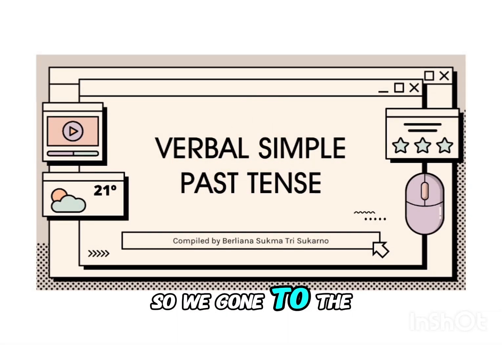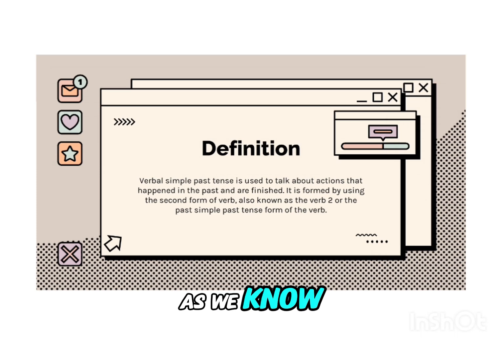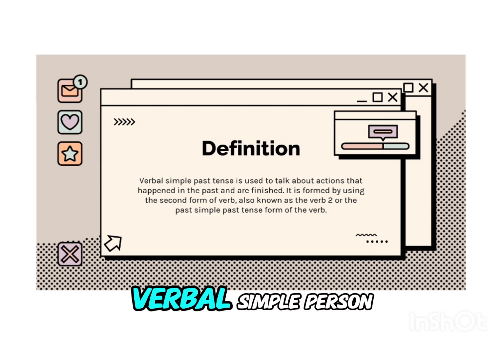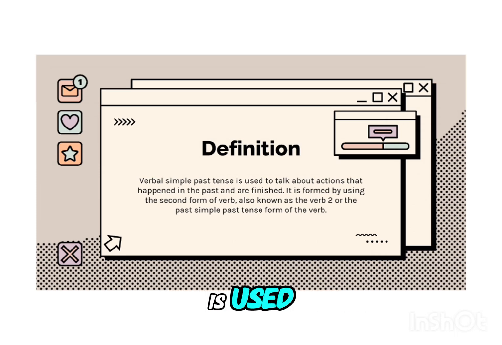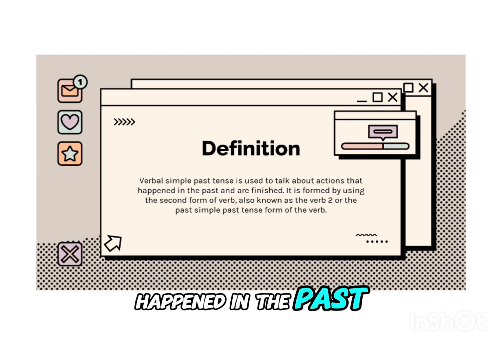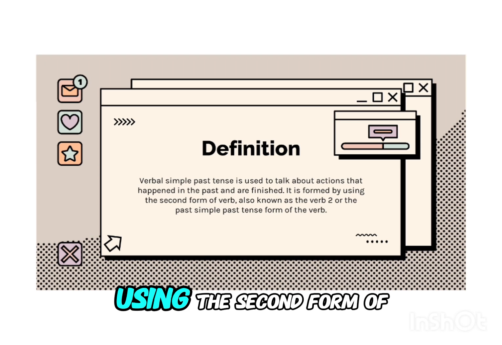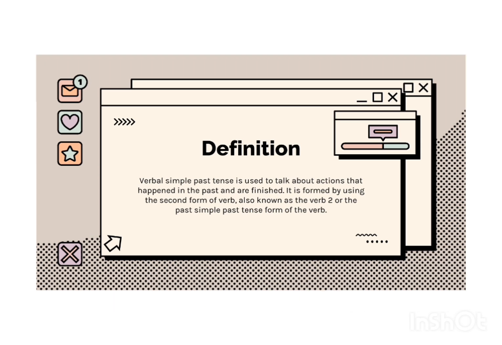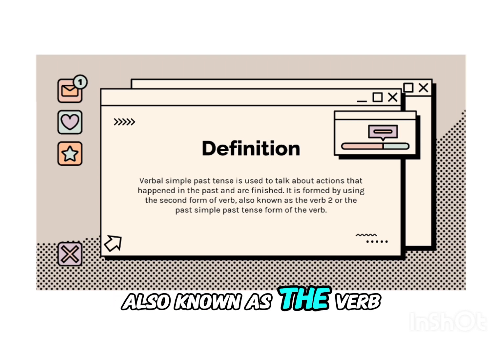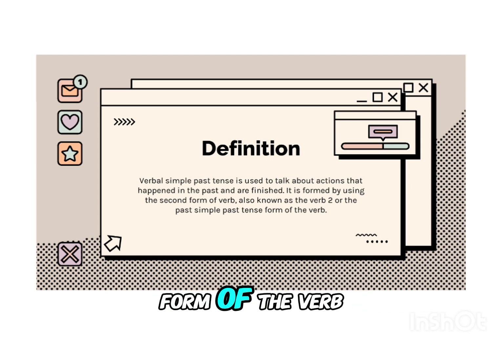So we go on to the verbal simple past tense. As we know, verbal simple past tense is used to talk about actions that happen in the past and are finished, and it is formed by using the second form of a verb, also known as verb 2 or the simple past tense form of the verb.